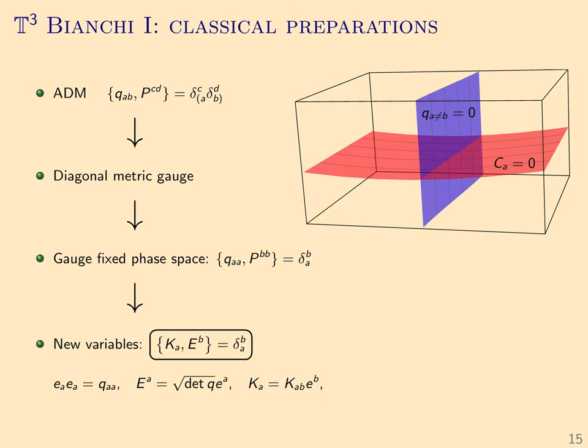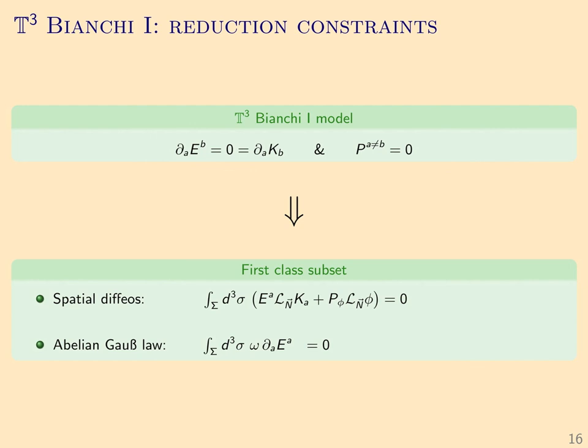With these variables, let us continue to the next slide, slide number 16. Here we discuss the reduction constraints that we want to impose later. Certainly we know that for this Bianchi 1 model, we can impose that the spatial derivatives of E and K vanish because in some suitable choice of coordinates, E and K are just constant on your spatial slice. Again, we impose that the off-diagonal components of P vanish. So the constraints that you now extract from this first-class subset are the following. You again extract spatial diffeomorphisms, acting on E and K and the matter sector P phi and phi. You again get them from this P A not B equal to zero condition.